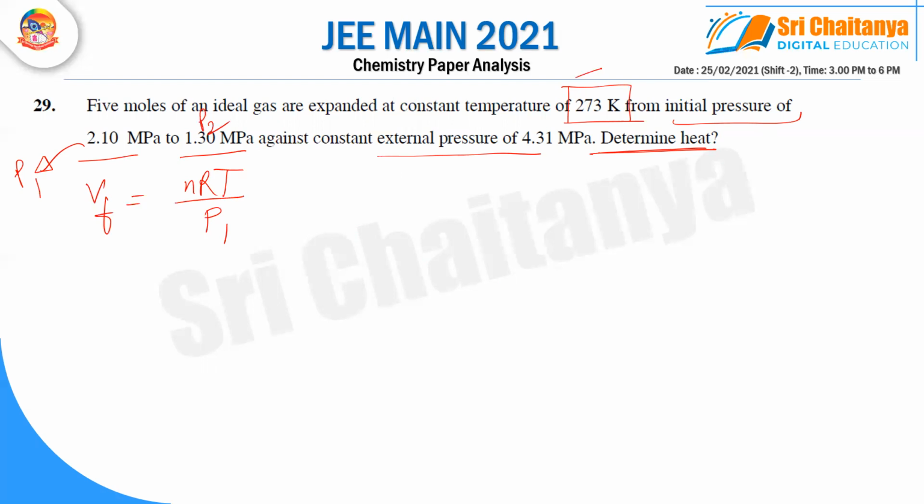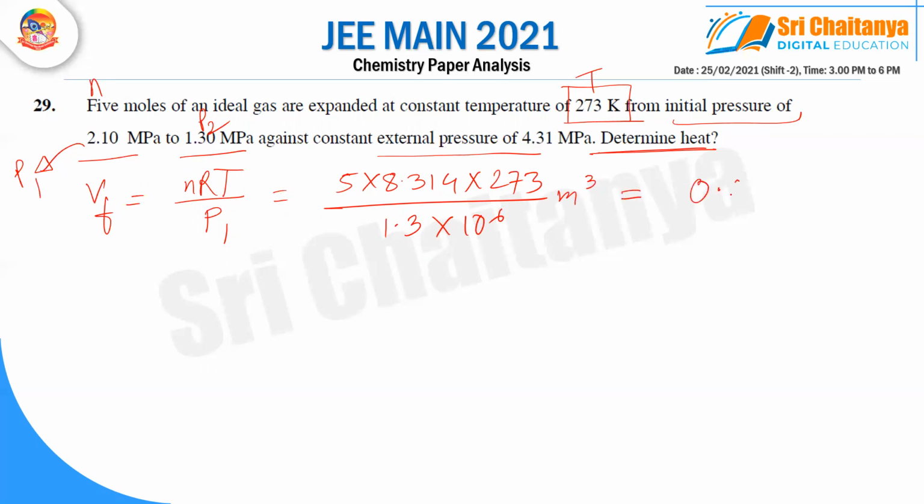Temperature is already given to you. This is the temperature value. 5 moles, this is the n value. R we already know, so I'm going to put R in SI units. 5 into 8.314 multiplied by 273 divided by 1.3 into 10 to the power 6 meter cube. You simplify this, this will be roughly around 0.087 meter cube.